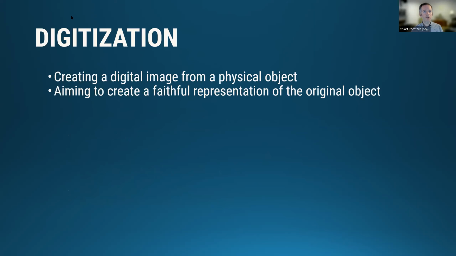So briefly, one quick definition of digitization is just to create a digital image from a physical object. That's one way to look at it. And while doing so, we want to aim to create a faithful representation of the original object. Basically, we don't want to edit, colorize, or do too many crazy things to these images before being displayed to the public.